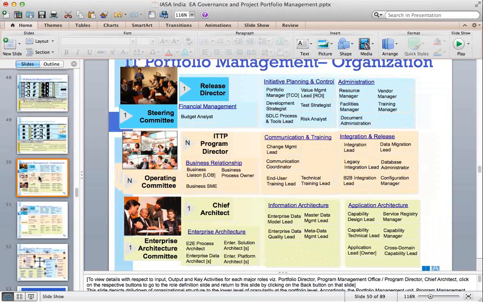This has been originally shared between multiple consulting firms, and I tried putting them all together in one particular slide, which is of interest.